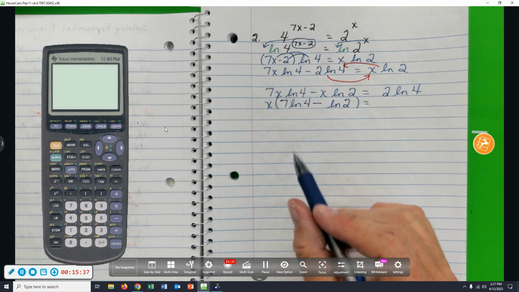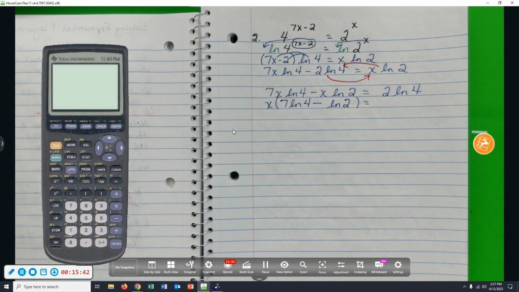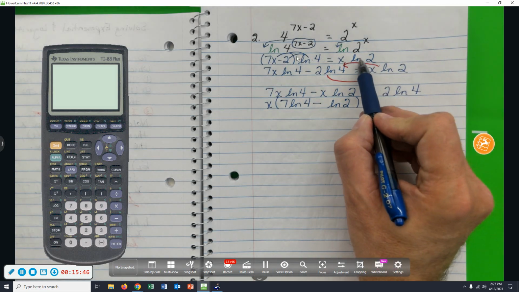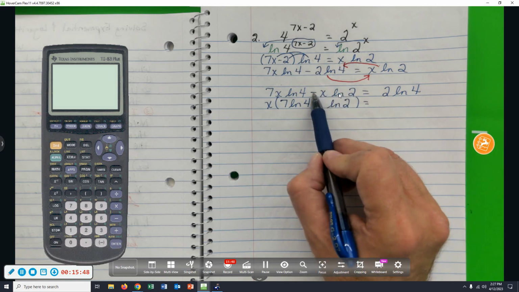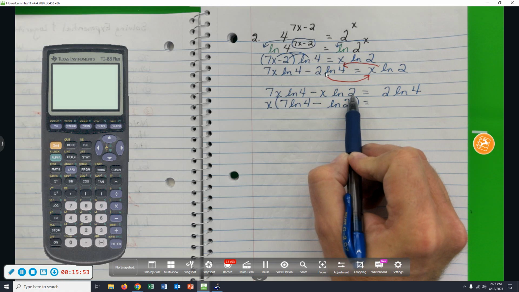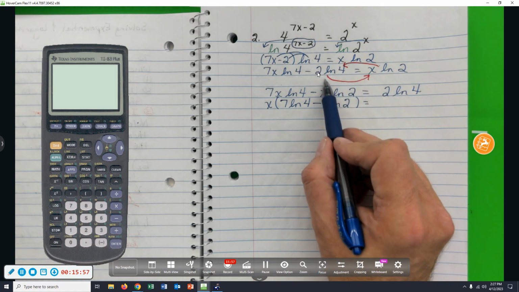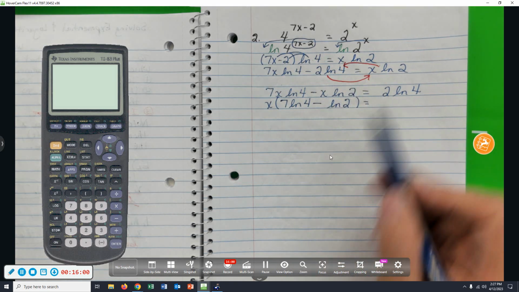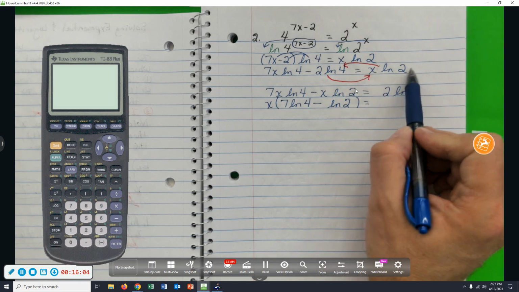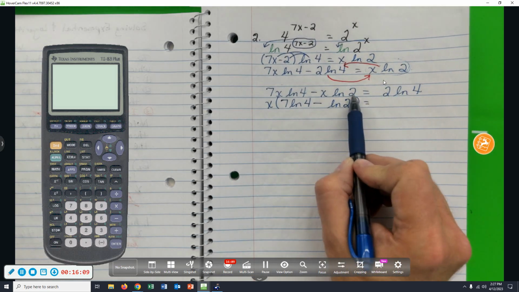Where you put your red circles, what are you doing? The red circle is moving the x term that's on the right to the left. That's how we got this second term here, the minus x ln 2. So subtracting x ln 2. And then adding 2 ln 4. Subtracting the whole thing, I'm subtracting all of this. This has to stay together like that.